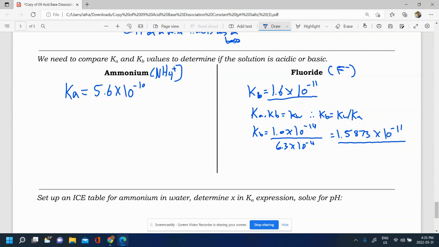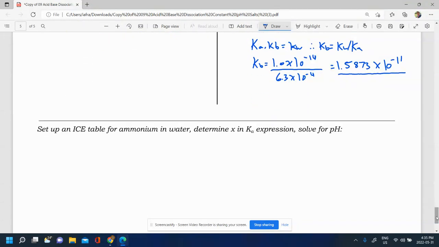We're just keeping it to the same number of sig figs that most of our Ka values and Kb values have in a table. So we need to compare them now. We need to see which one's larger. There's 3 scenarios you can see. If Ka is equal to Kb for the weak acid, weak base scenarios that we're looking at here, then the pH will be 7.